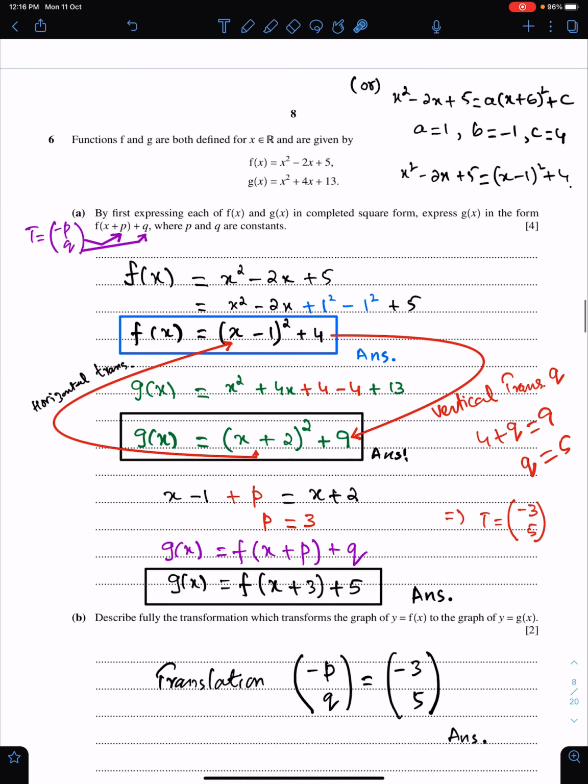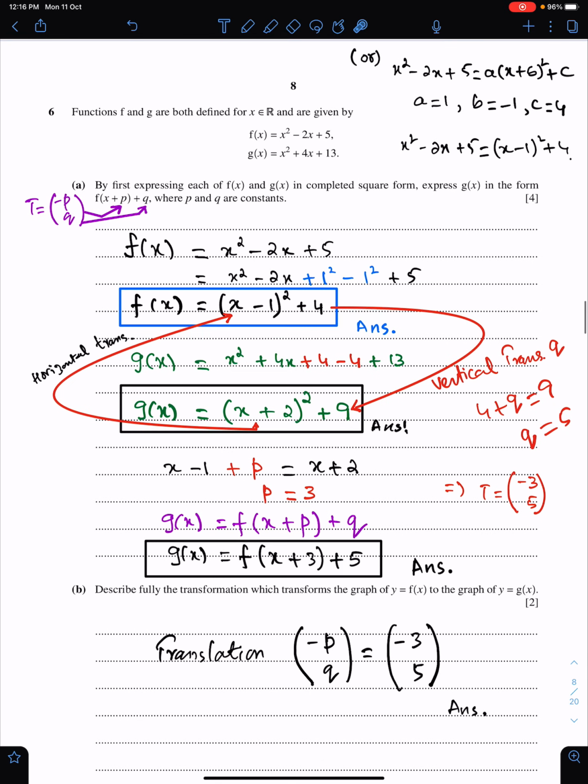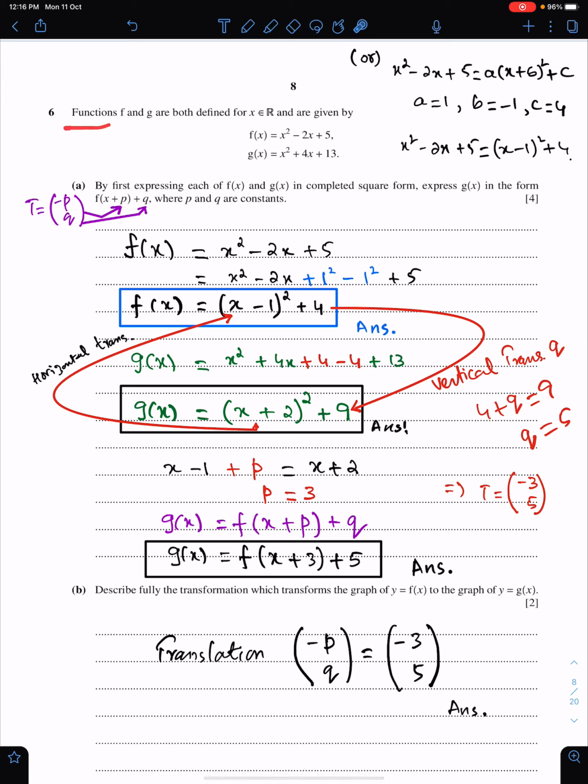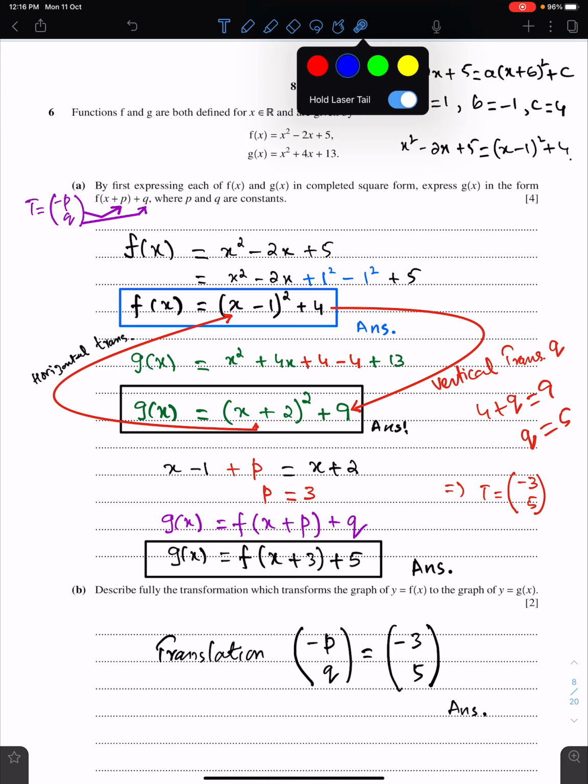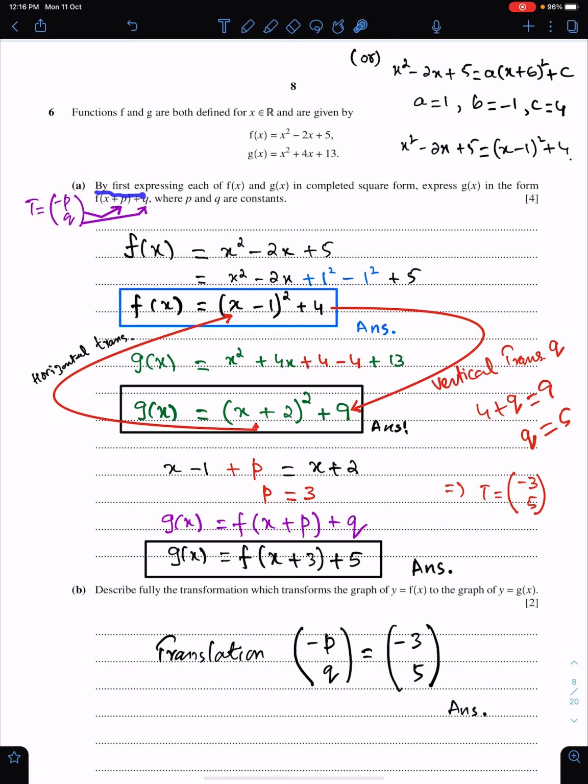Next question. This question is on function transformations. Functions f and g are both defined for this domain. For the first part, by first expressing each of f of x and g of x in completed the square form. So stop here. First express f and g both in the completed the square form.